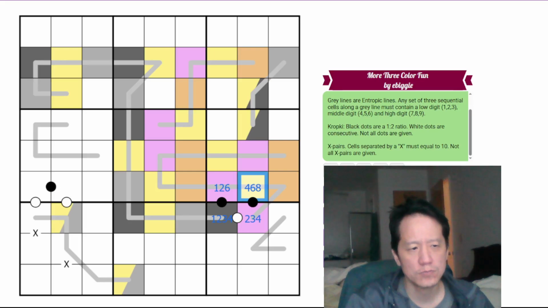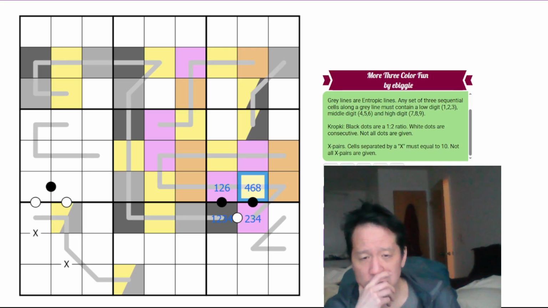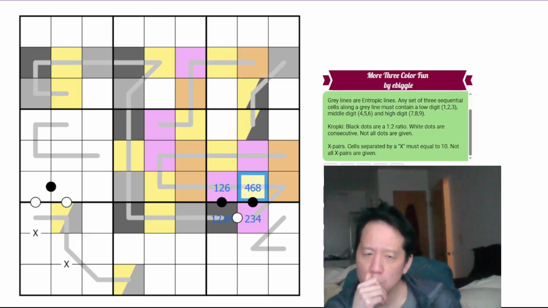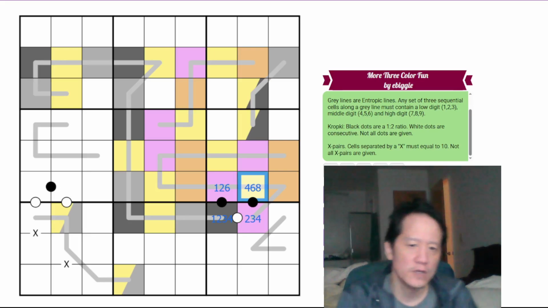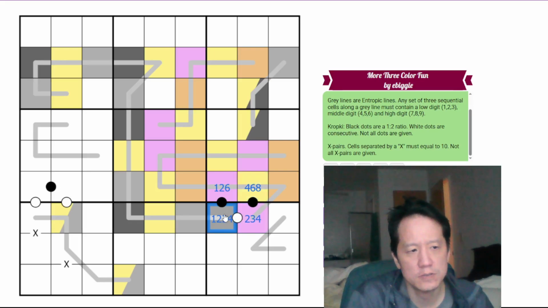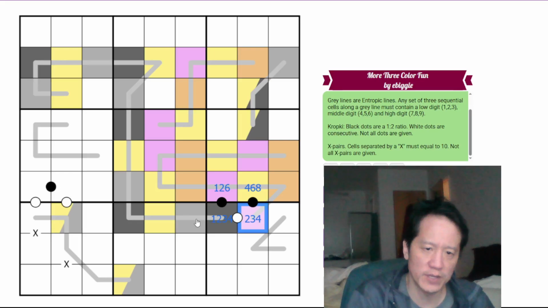Interesting. Okay. So, if pink is the same as dark, that means they're both low. If pink is different from dark, pink has to be light.